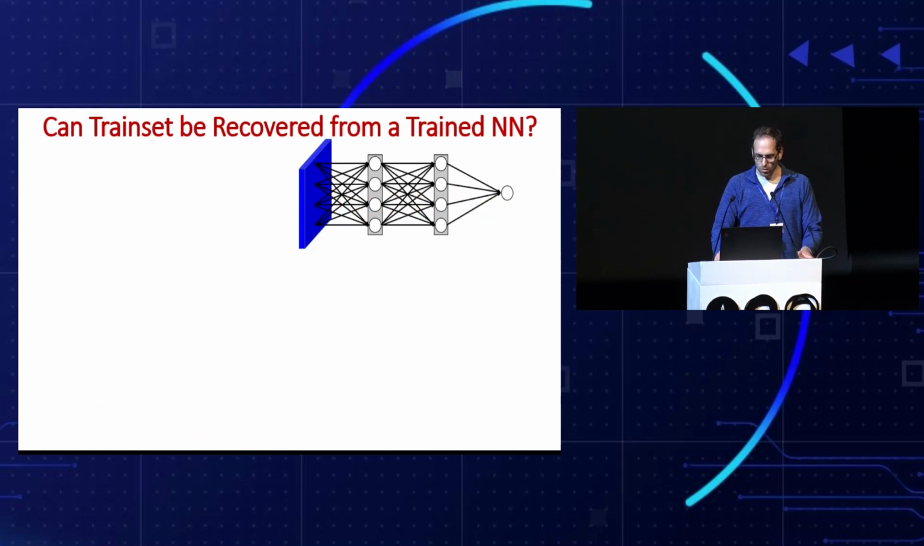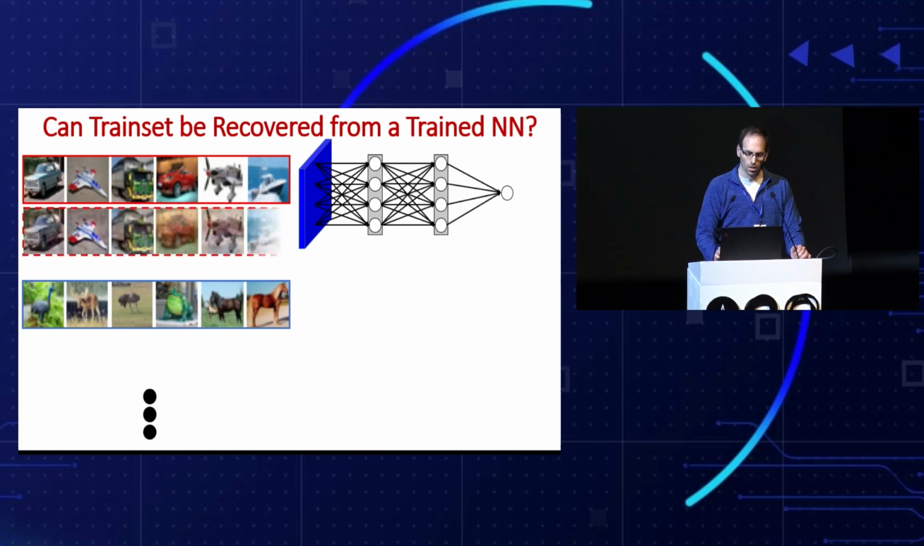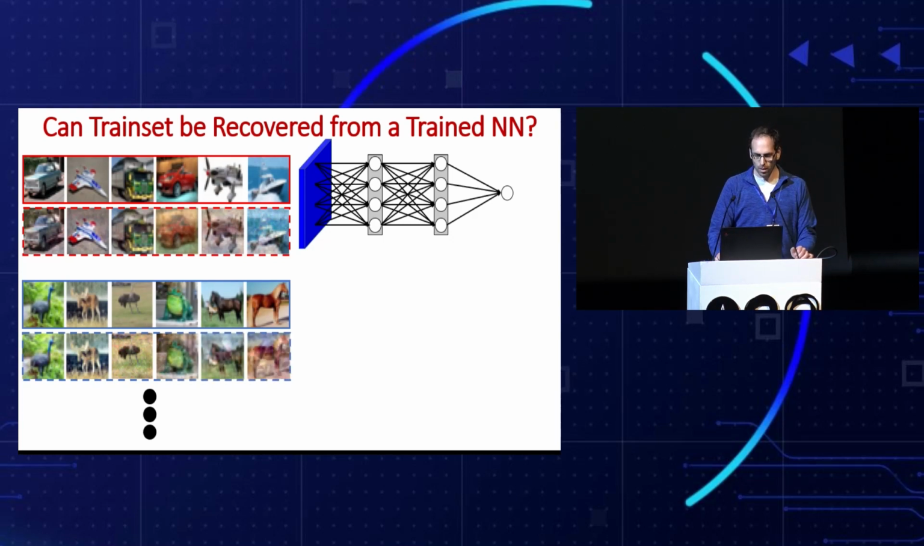I'll start with the motivating question for our work. Consider this neural network classifier that was trained to separate between two classes of images. For example, images of vehicles and images of animals from the CIFAR10 dataset. Given this trained neural network, will you be able to retrieve samples from this model just by looking at its parameters? In our work, we show that for some cases this is in fact possible, and the images in the dashed boxes are images from the training set that were reconstructed using our method.